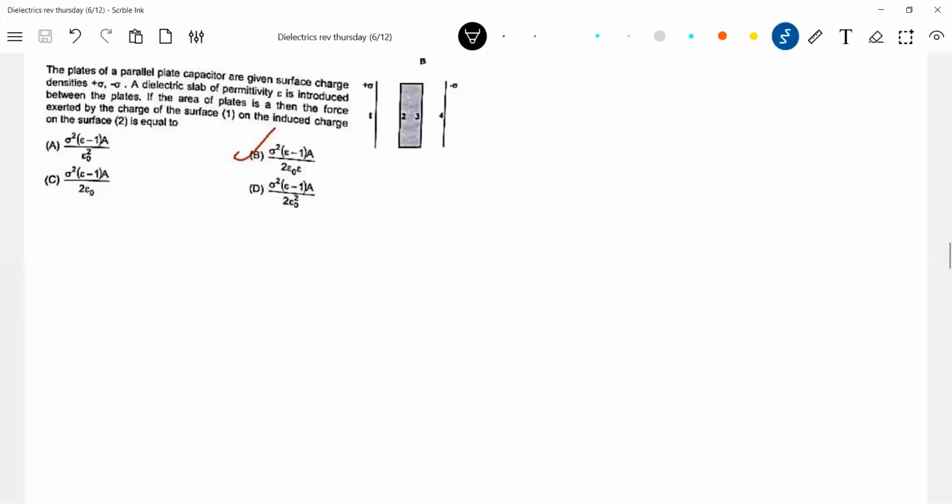If the area of plates is A, then the force exerted by the charge of surface 1 on the induced charge on the surface 2. It's not asking force on the dielectric slab. Please get familiarized here. Okay, what is the induced charge? How will it be?